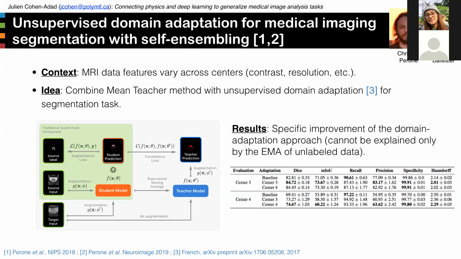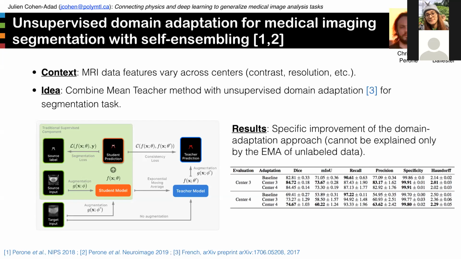So for the results, we had 4 different centers. We trained the model on center 1 and 2, evaluated on center 3, and tested on center 4. And results overall show an improvement that are specific to the domain adaptation. We made sure that the improvements do not come from unlabeled data by doing some ablation experiments. Again, you can find some more details in the publications.